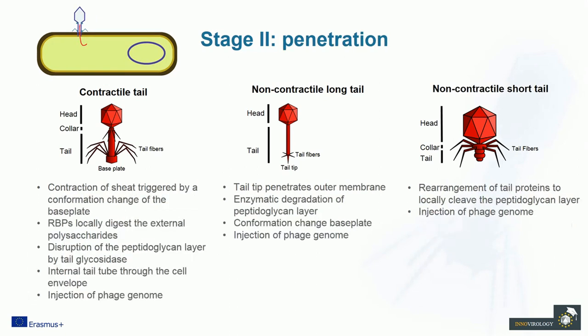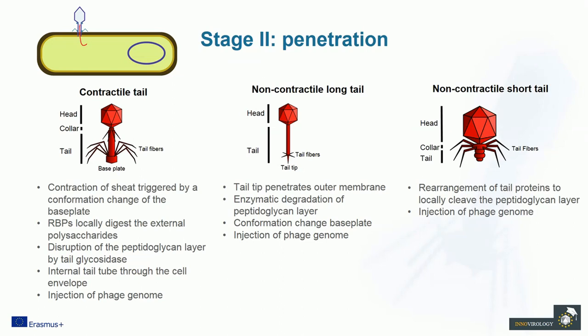Upon attachment, the phage DNA is injected into the bacterial cell via penetration. Similar to attachment, this stage depends on the tail structure of the phage. Contractile-tailed phages first change the conformation of the base plate, resulting in a contraction of the sheath. The receptor binding proteins locally digest the external polysaccharides and a tail glycosidase disrupts the peptidoglycan layer. These actions enable the internal tail tube to penetrate the cell envelope and to inject the phage genome.